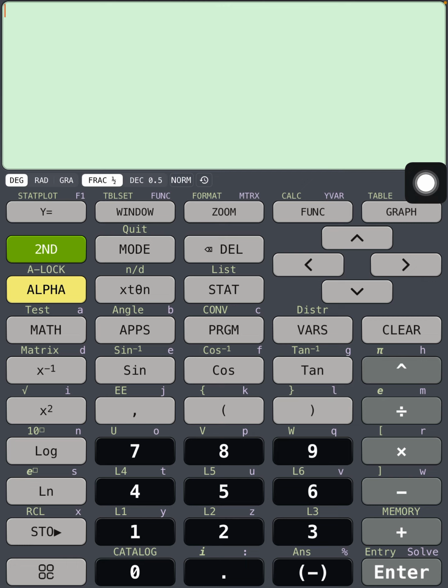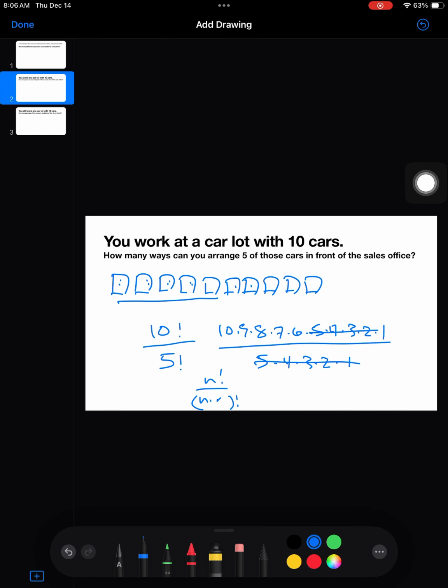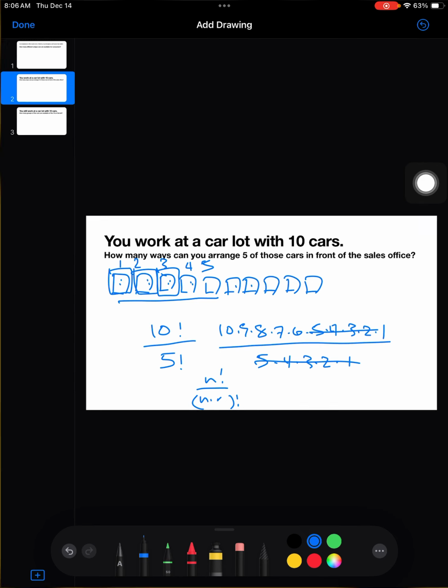But luckily, we don't have to do all that much. We could type in all these things, 10 times 9 times 8 times 7 times 6, and get 30,240 different arrangements of 5 cars in front of the sales office. Now, does order matter? Yeah, basically order matters because each car is unique. And that order matters is important because we're going to get way more combinations since order matters. So 1, 2, 3, 4, 5 is a different, distinct arrangement than 5, 4, 3, 2, 1 or 1, 3, 2, 4, 5 or so on.